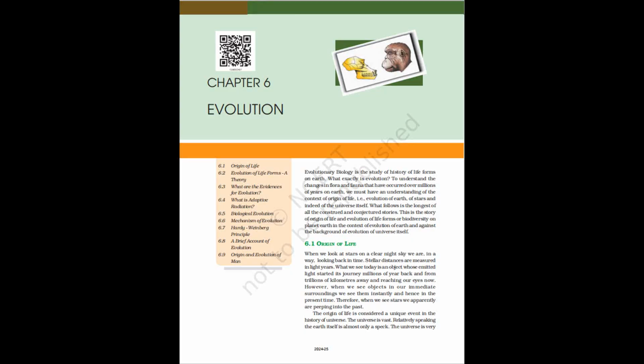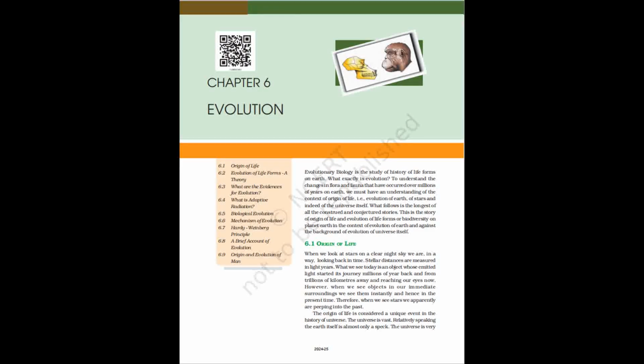Evolutionary biology is the study of history of life forms on Earth. What exactly is evolution? To understand the changes in flora and fauna that have occurred over millions of years on Earth, we must have an understanding of the context of origin of life, that is, evolution of Earth, of stars, and indeed of the universe itself. What follows is the longest of all the construed and conjectured stories. This is the story of origin of life and evolution of life forms or biodiversity on planet Earth in the context of evolution of Earth and against the background of evolution of universe itself.